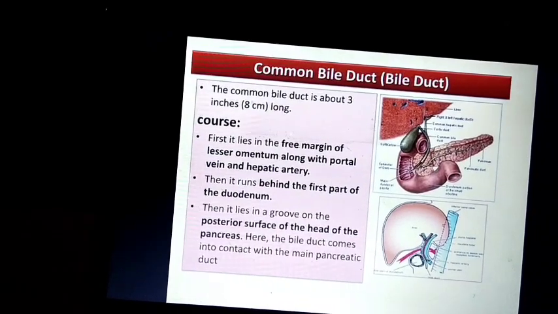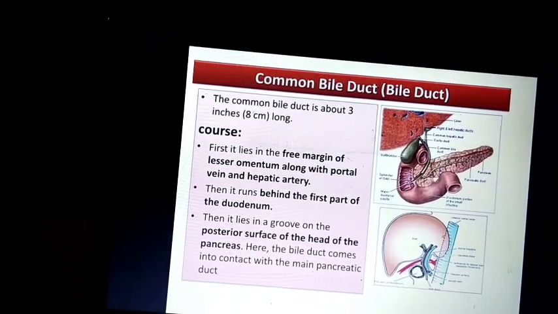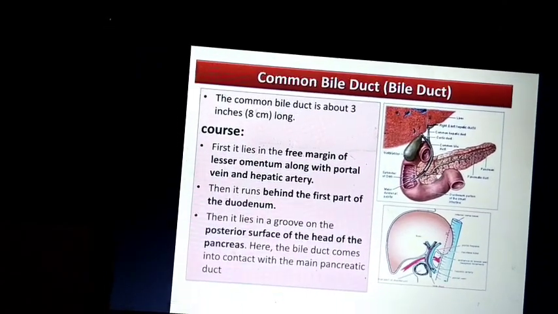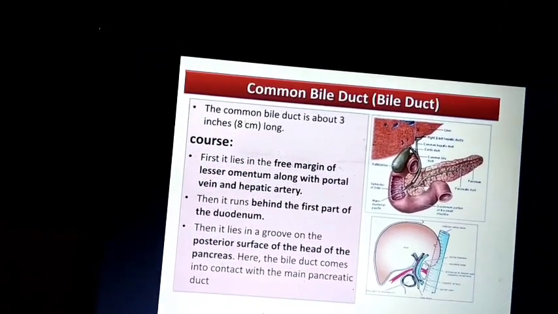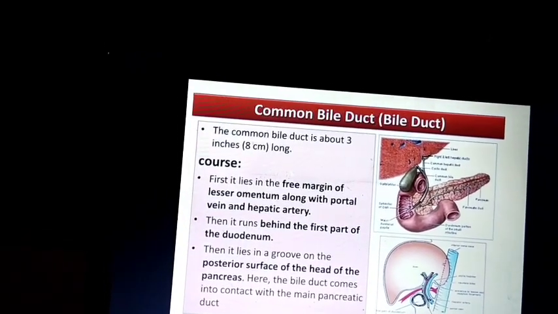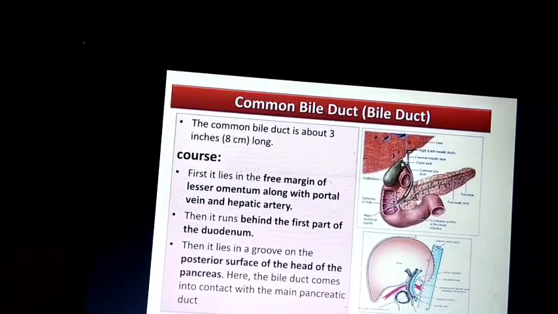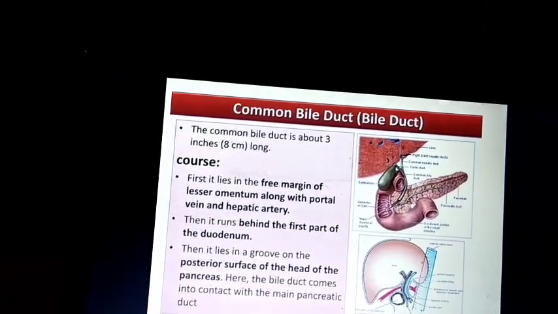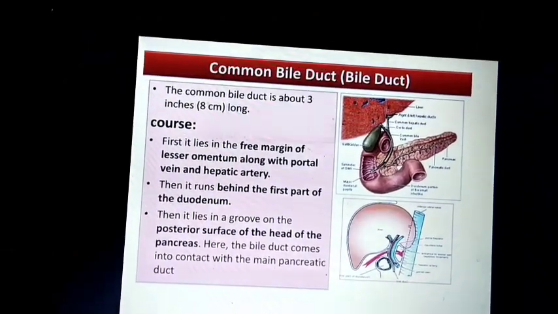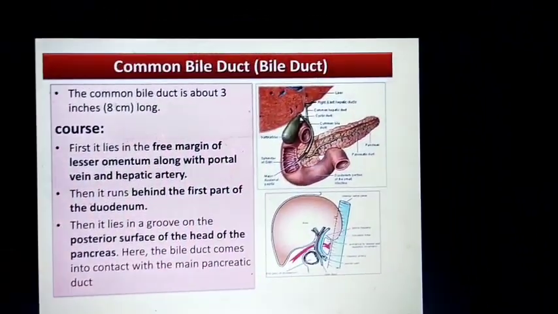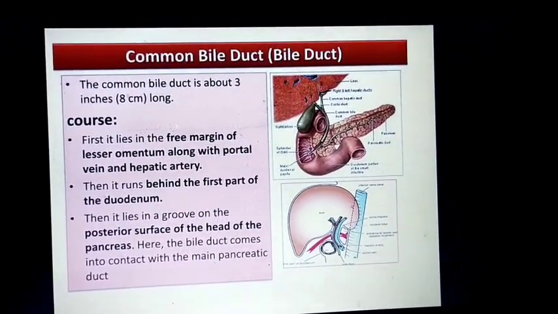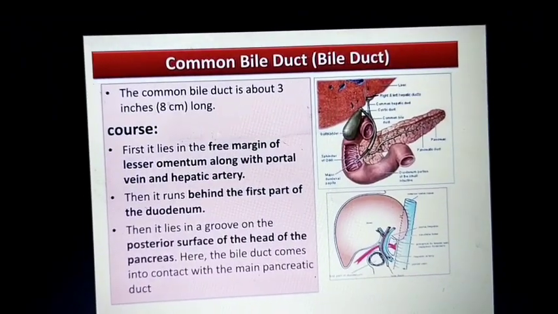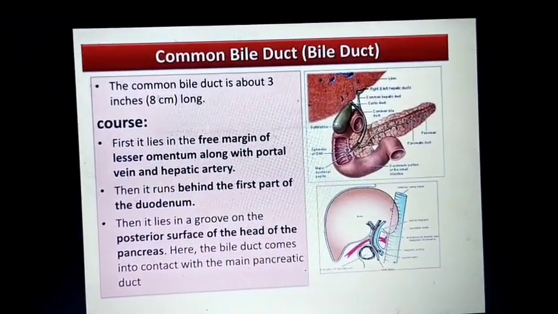Then it runs behind the first part of the duodenum. Okay, and then it lies in the groove on the posterior surface of the head of the pancreas, and here the bile duct comes into contact with the main pancreatic duct and forms the hepatopancreatic ampulla. It is also called the ampulla of Vater. Okay, the common bile duct is 3 inches or 8 centimeters long and 5 mm in breadth.